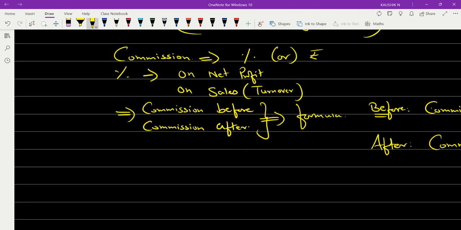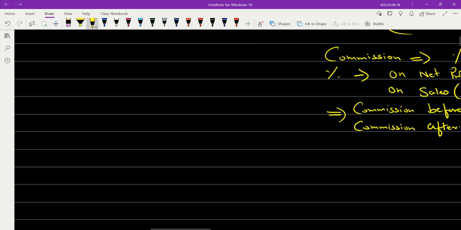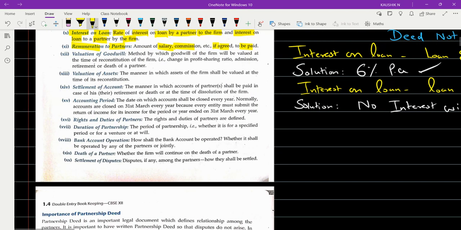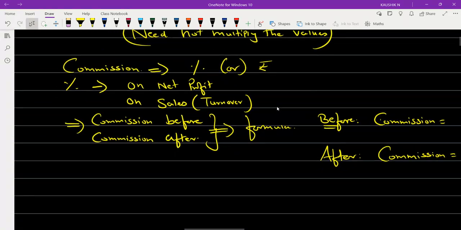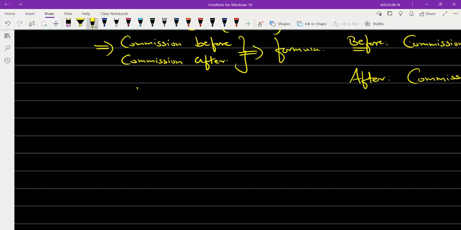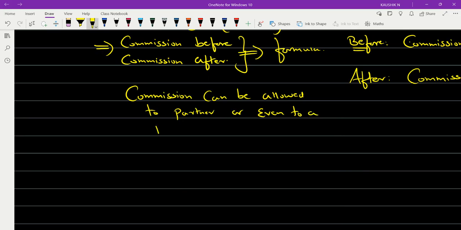This commission can be allowed to the partner, even to the manager. If it is for a partner, then it is an appropriation. If it is for a manager, then it is a charge. Probably you can make a note of that also. Commission can be allowed to a partner or even to a manager.